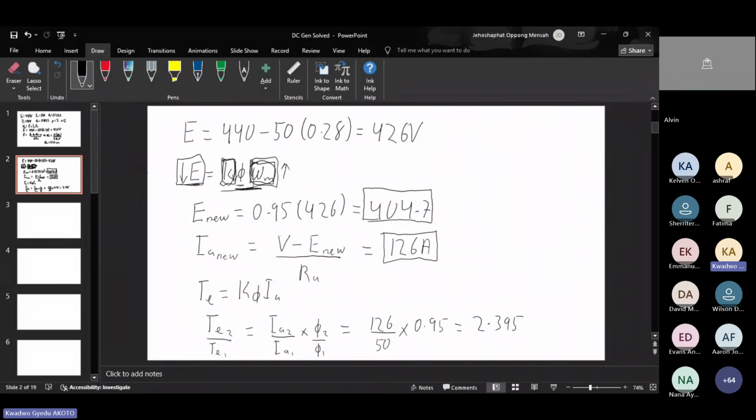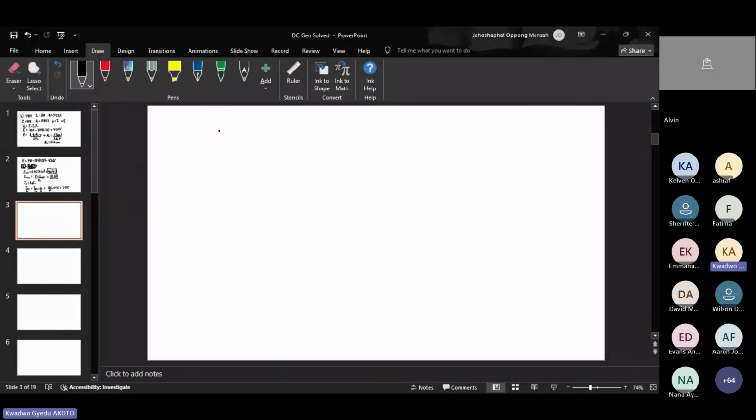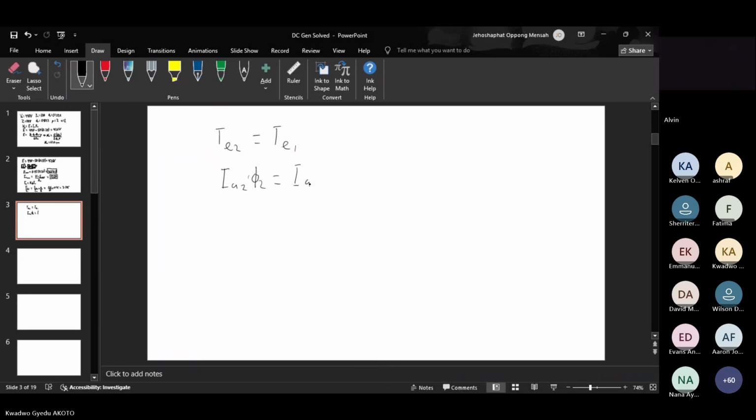So if the torque remains unaltered, then that means that TE2 must be equal to TE1, right? And we know that this is IA2 phi 2 is equal to IA1 phi 1.